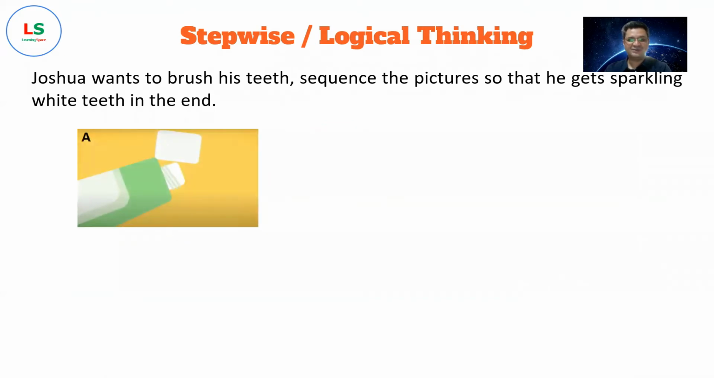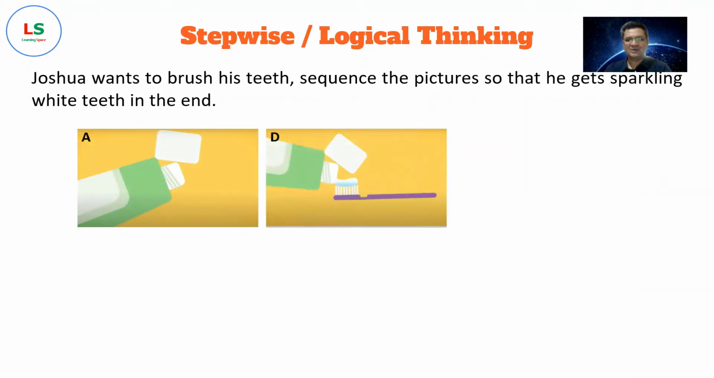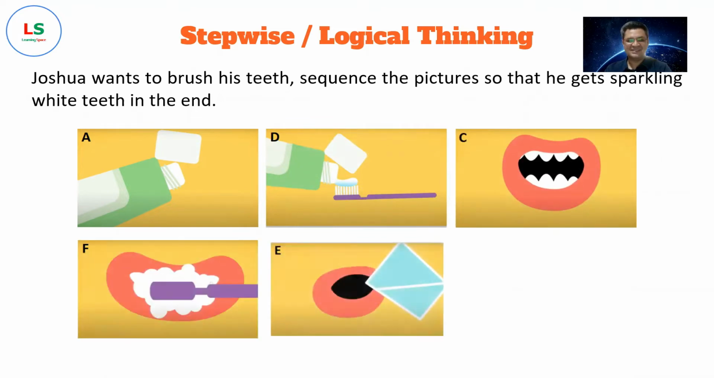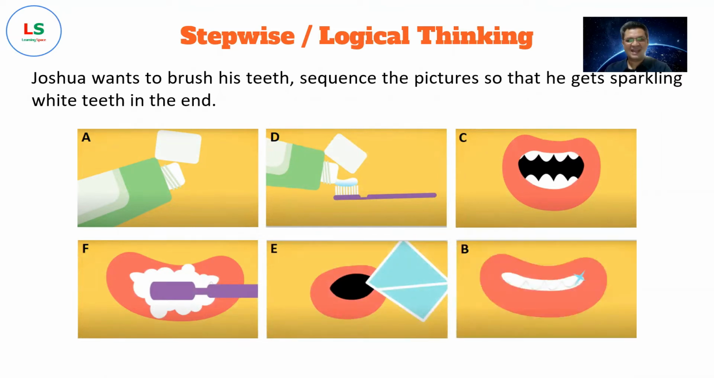So here we have the first one. We apply the paste onto the brush. Joshua opens his mouth. He applies the brush, gargles, and rinses with water. And finally, we have the sparkling white teeth. So instead of the sequence A, B, C, D, E, F, we have A, D, C, F, E, B.